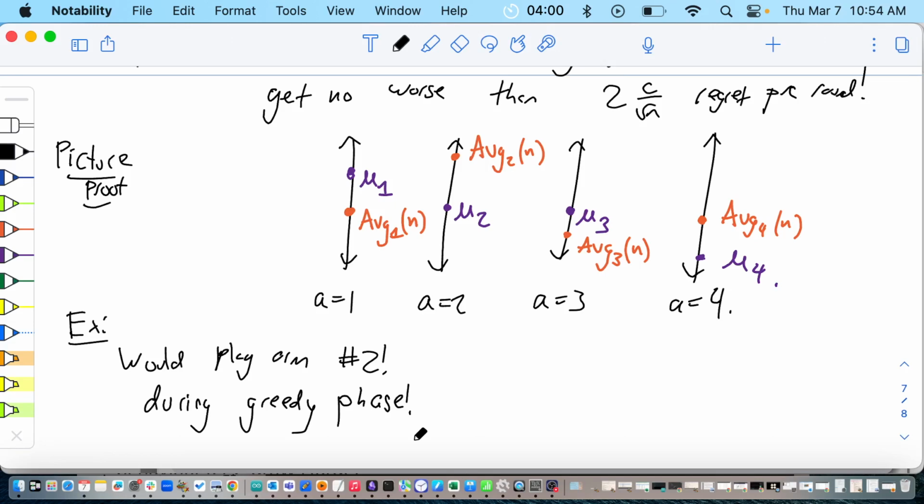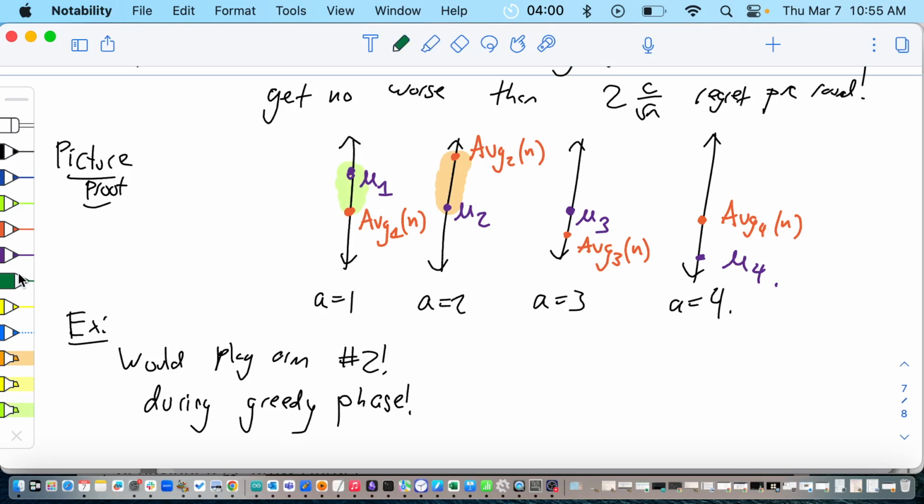But how much regret could we possibly get? The reason it is bounded is because we know that this average cannot be too far from mu2, and this average cannot be too far from mu1. So this one is not too big, and that one is not too big. Why are they not too big?